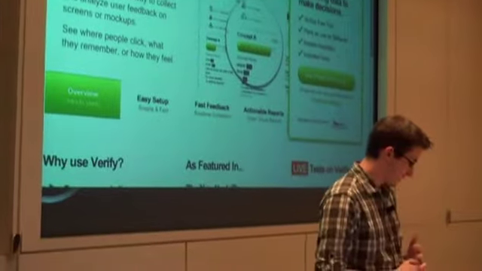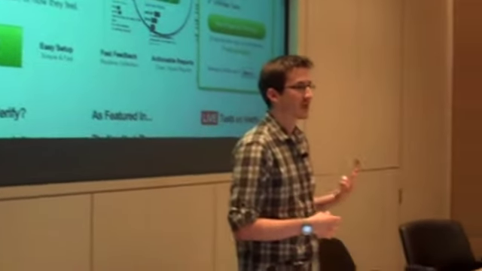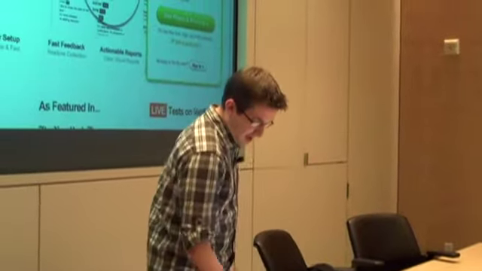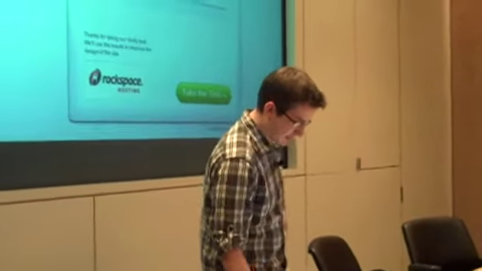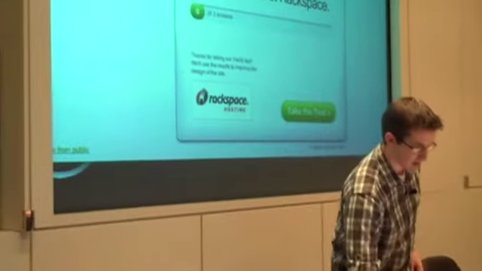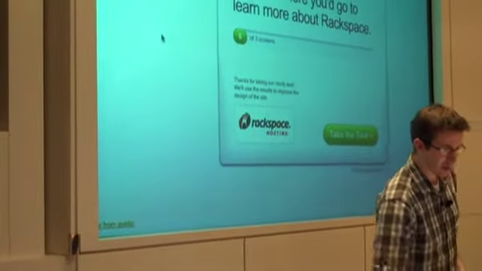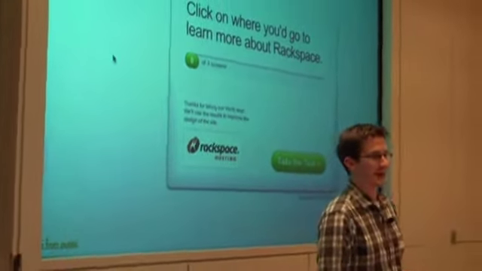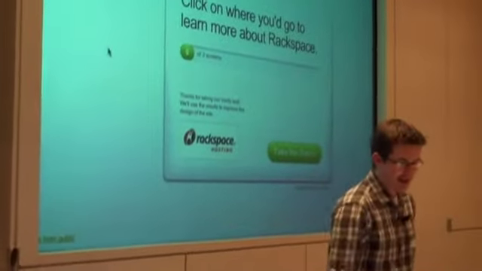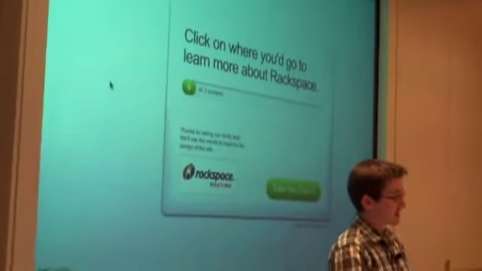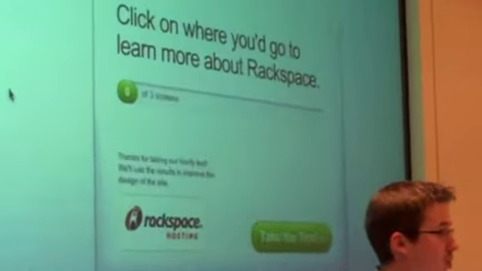What I'd like to show you tonight real quick is 3 different use cases for Verify, so sort of how it works and what you can use it for, and then obviously I'll take some questions. For the first example, we had Robert Scoble coming into the office, and when he comes in, you want to show some stuff about Rackspace, because that's what he likes to see. So we put together what in Verify we call a click test, based on Rackspace's homepage. We wanted to ask people, click on where you'd go to learn more about Rackspace.